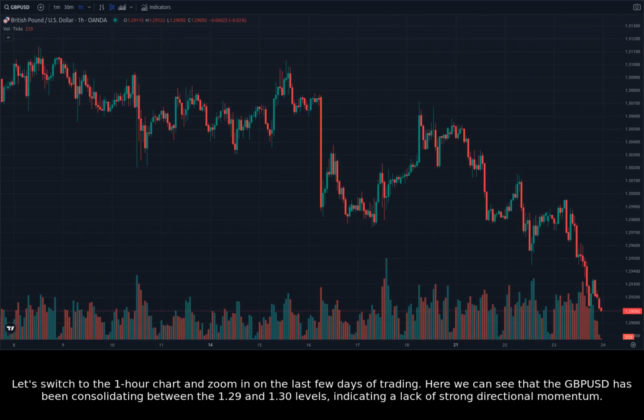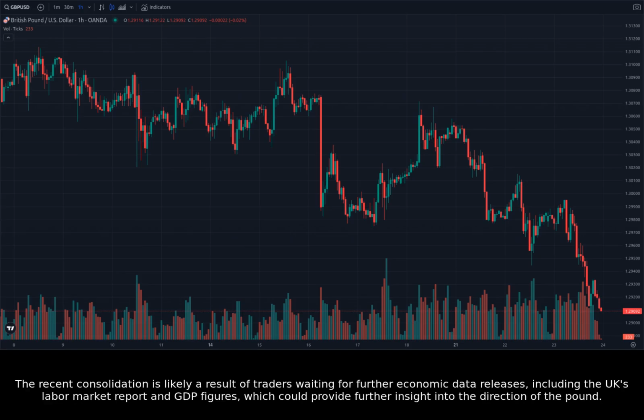Let's switch to the 1-hour chart and zoom in on the last few days of trading. Here we can see that the GBPUSD has been consolidating between the 1.29 and 1.30 levels, indicating a lack of strong directional momentum. The recent consolidation is likely a result of traders waiting for further economic data releases, including the UK's labour market report and GDP figures, which could provide further insight into the direction of the pound.